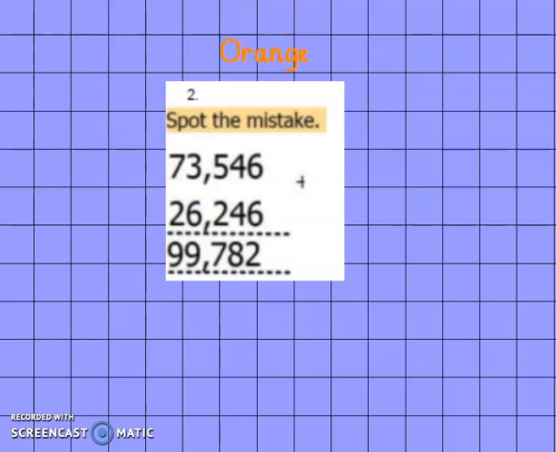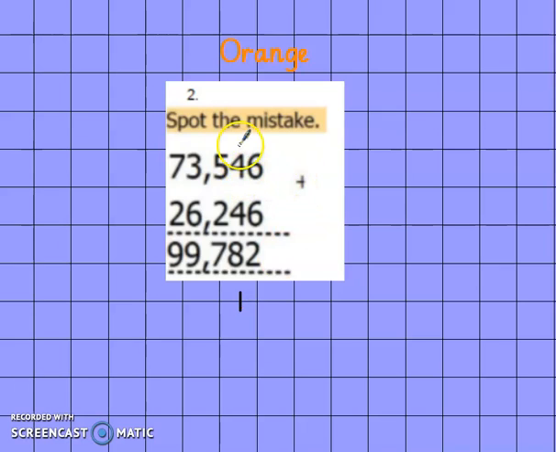Moving on to the spot the mistake question. This is where I want you to look really carefully at what they've done, and let's see if we can work it out. When they first added the first column, you can see that they've added 6 add 6, which makes 12. They've put the 2 here, but what is missing from underneath this column?